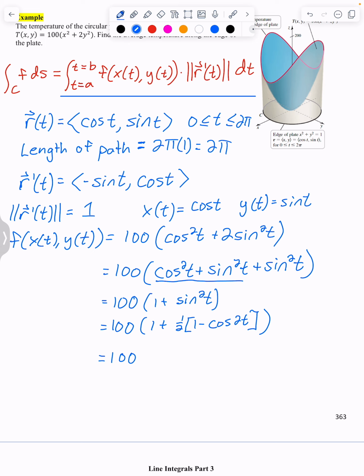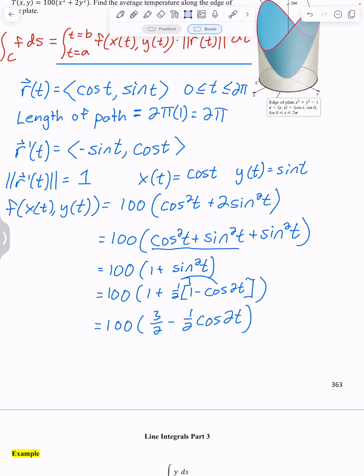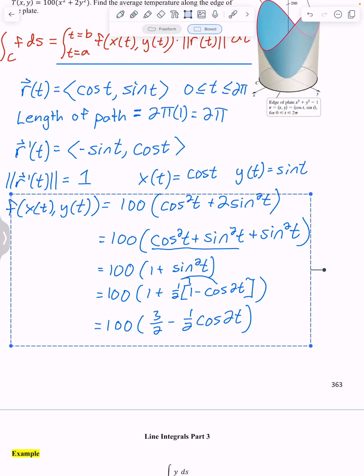So I got 100 times, if I distribute that, I'm going to have 3 halves. That's the 1 plus 1/2, the multiplication here. I'm not just adding the half. If I multiply the half times 1, I'll get 1 plus 1/2, and then I'm going to have a minus 1/2 cosine 2t. That's our temperature there. I'm going to shrink this up quite a bit because I need room to do an integral.